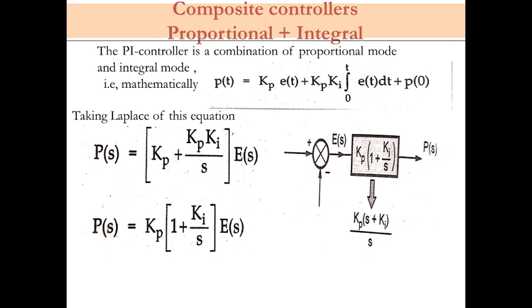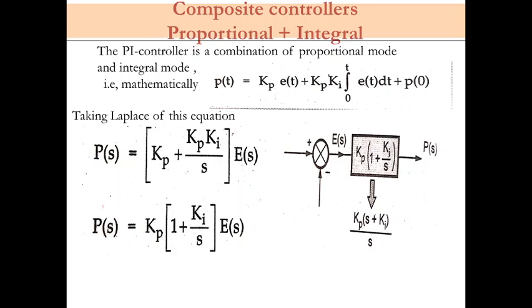In this controller, it produces an output signal consisting of two terms, one proportional to the error signal and the other proportional to the integral of the error signal. Because we have seen that in case of proportional, it is directly proportional to the error signal, but in case of integral, it is directly proportional to the integral of the error signal. So by combining these two, we get the proportional integral controller, that is the PI controller.